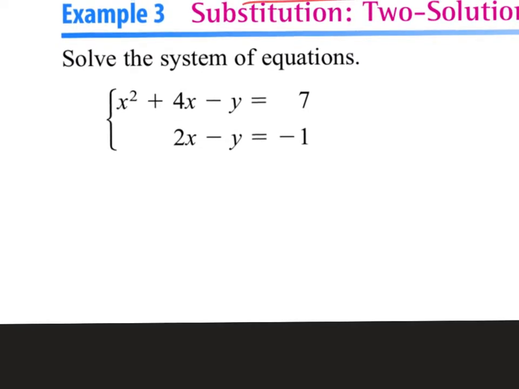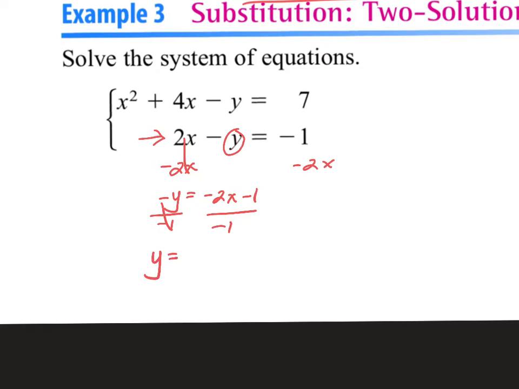So I'm going to take this second equation and I'm going to solve for y. That means I want to isolate y. So the first thing I'm going to do is what? Okay, I'm going to subtract 2x from both sides. So I get negative y equals negative 2x minus 1. Now what? Divide or multiply by negative 1. Good. So I get y equals 2x plus 1. Questions? If you have one, please ask me.